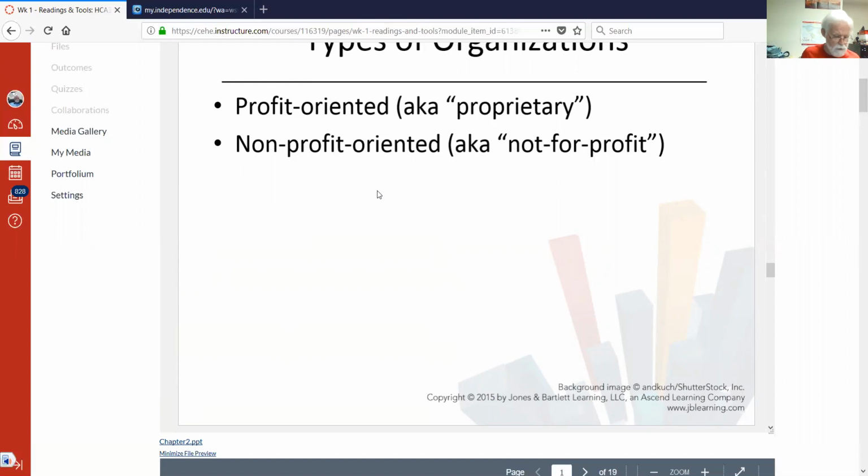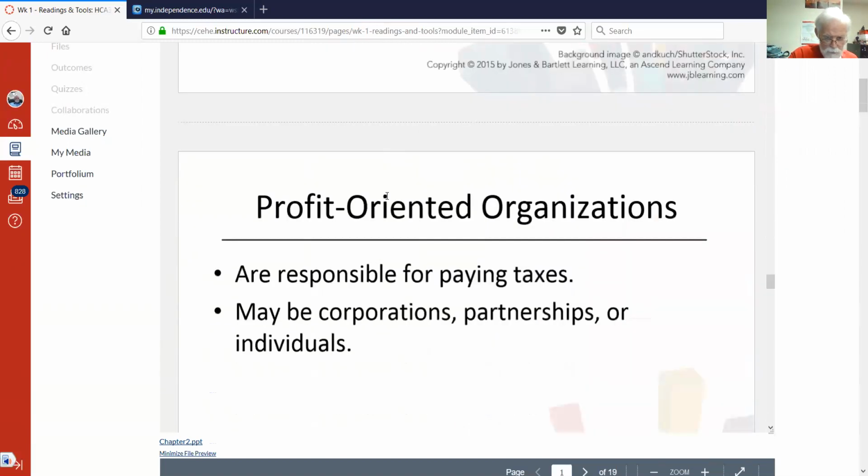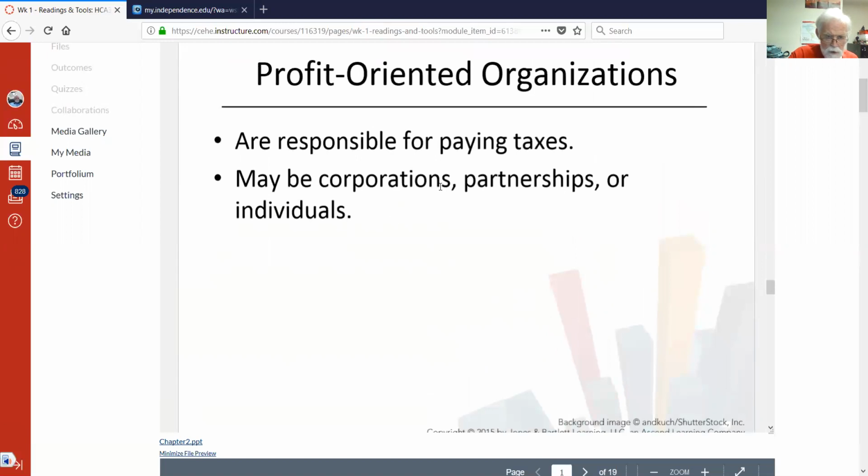And a lot of times the IRS will look very carefully at the annual statements of not-for-profits to see that indeed it's not just a conduit for money, for which the organization doesn't pay taxes, going into a founder's pocket. It's a fine line. Profit-oriented organizations, well, they pay taxes.